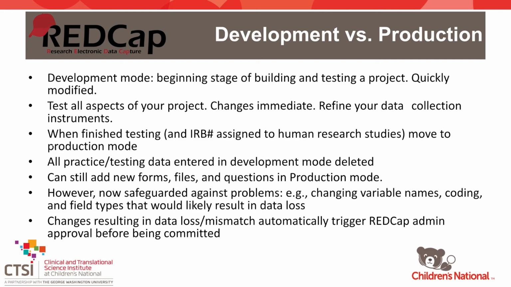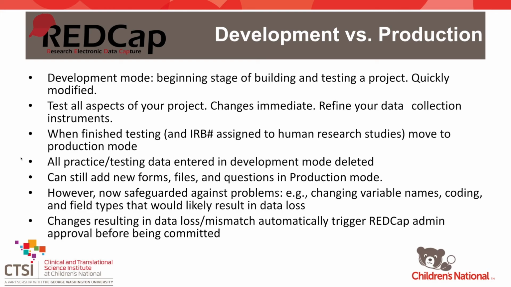When you finish testing, and if you're doing a research project and you have an IRB number, then you're ready to move to production mode. You can choose to have all of your practice data that you entered in development mode deleted to kind of clean up your project. And you need to have, at minimum, at least 3 test records put into your project, as well as the IRB number and PI contact information. Then you would scroll down to the bottom of your page, and I'll show this in a moment in REDCap, and say that you want to move to production mode.